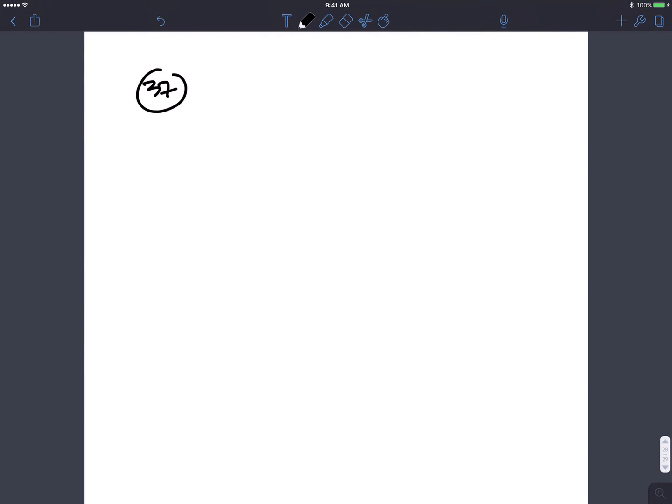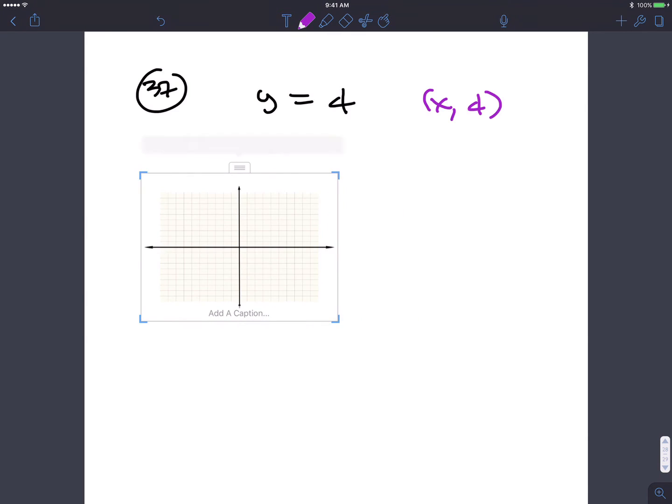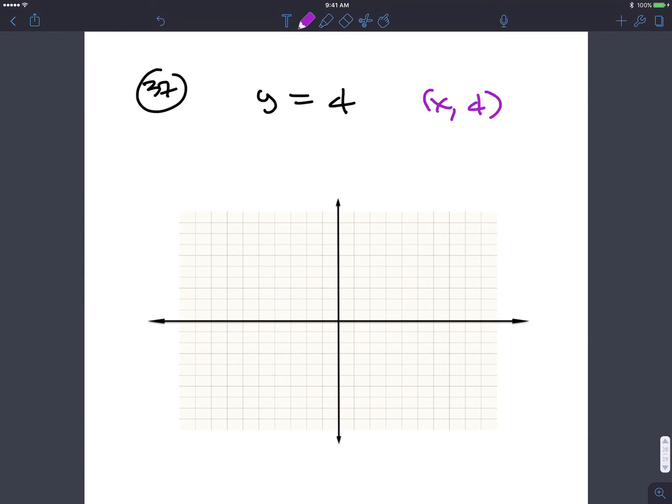Similarly, 37, we have y is 4. Same reasons. x varies, but y always has to be 4. So we're going to go through again the y-coordinate value of 4 for any value of x. And notice what you get. y is 4. 1, 2, 3, and 4. Now x could be any number again. So I can plot 2, 4. So I go to the right 2, up 4. Here's 2, 4. I can plot -3, 4. So I go to the left 3 units. 1, 2, 3. And then I go up 4 units.